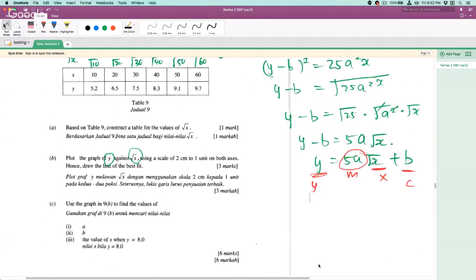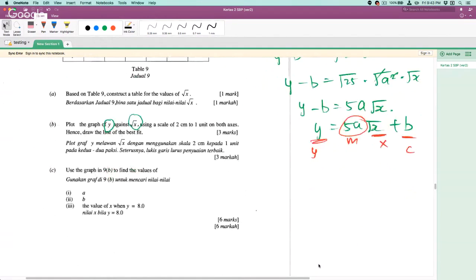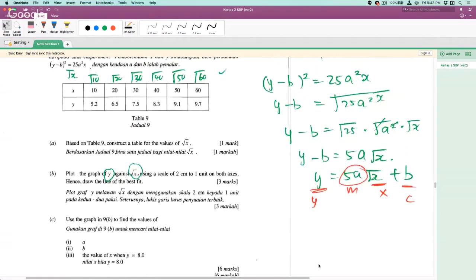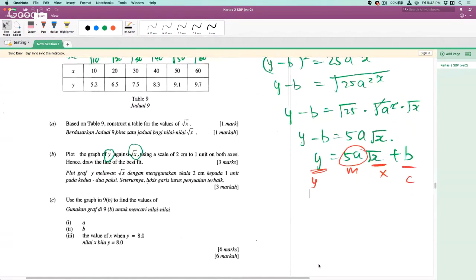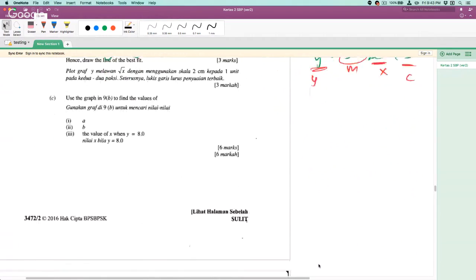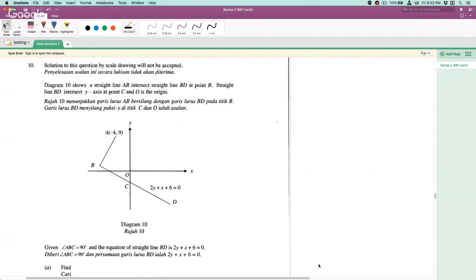Okay, let me just discuss a bit. I just feel that skipping straight away is very bad, but it's very hard for me to actually do it unless we have the graph paper over here. Anyway, if you can't do this question, please tell me personally. Okay, so go into question 10.